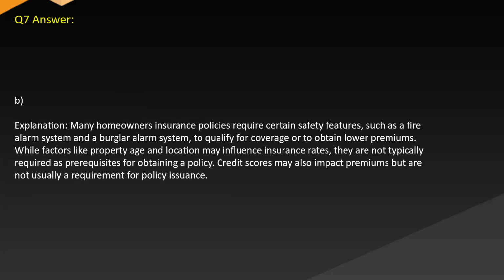Answer. B. Explanation. Many homeowners insurance policies require certain safety features, such as a fire alarm system and a burglar alarm system, to qualify for coverage or to obtain lower premiums. While factors like property age and location may influence insurance rates, they are not typically required as prerequisites for obtaining a policy. Credit scores may also impact premiums, but are not usually a requirement for policy issuance.